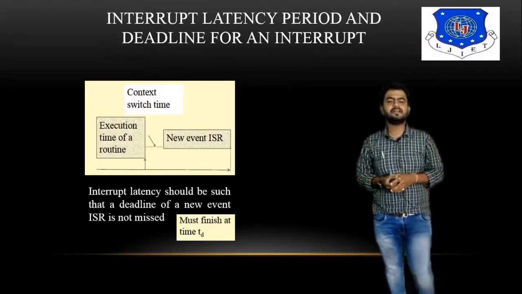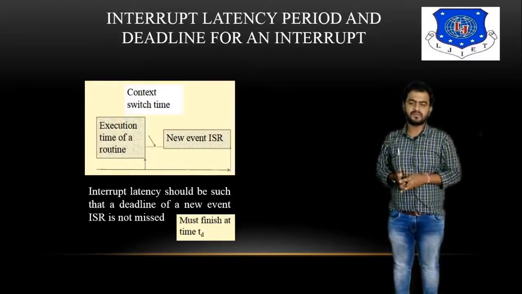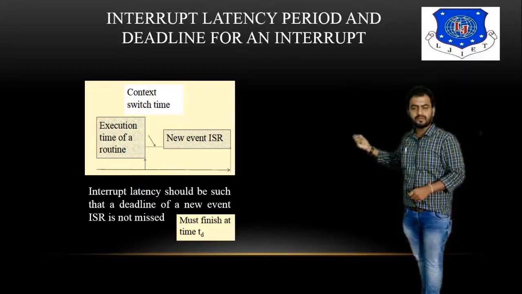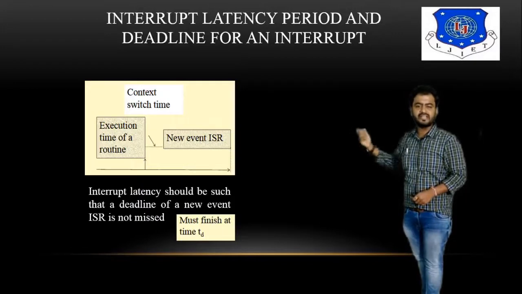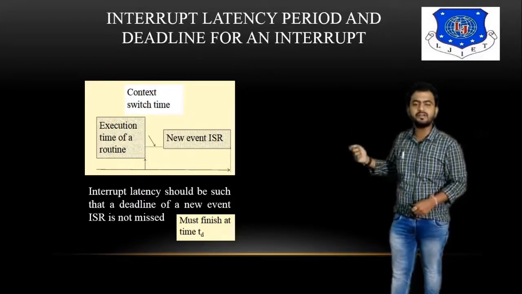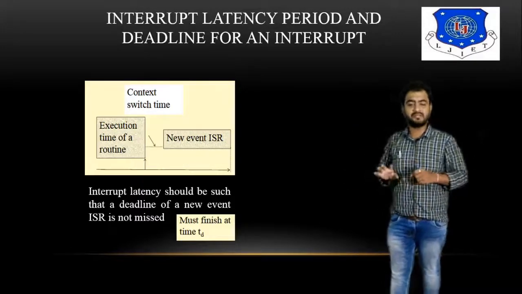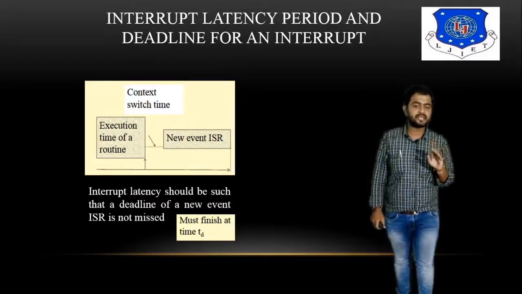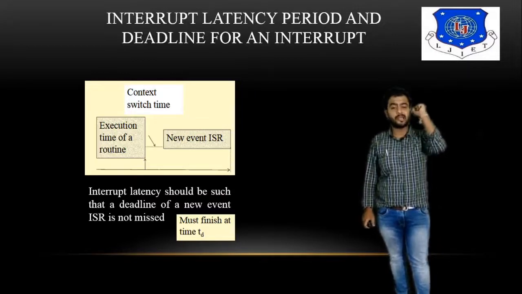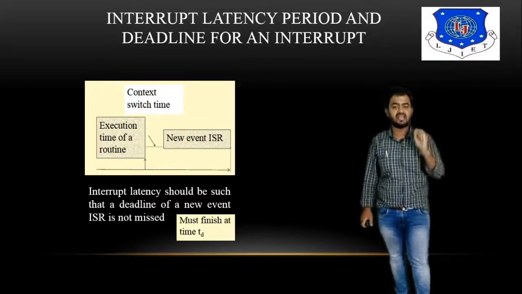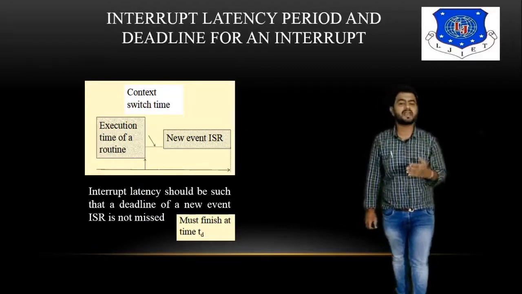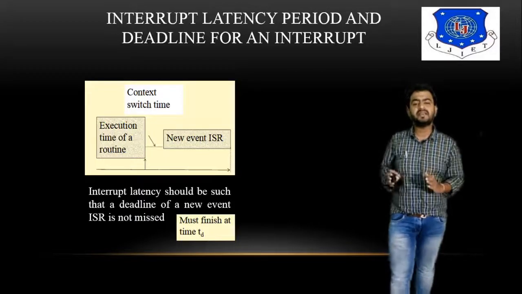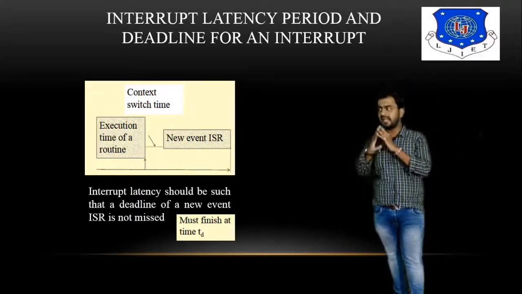Interrupt latency period and deadline for an interrupt. As you can see, the context switching, execution of a routine, and a new event ISR. So interrupt latency should be such that the deadline of a new event ISR is not missed; it must finish in time TD. Which means, based on the priority, you have to execute your task anyhow. Because in terms of synchronization, the new data and the new task will arrive simultaneously. So ultimately you have to execute your task anyhow.